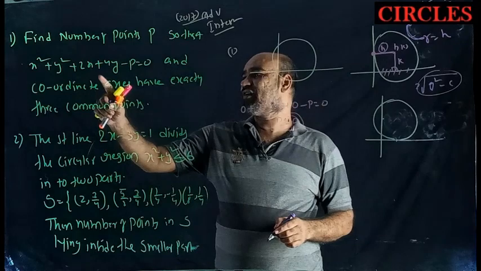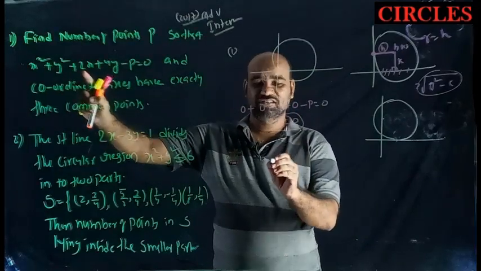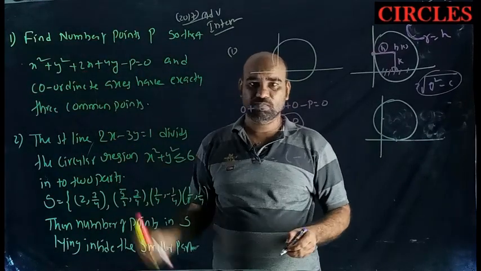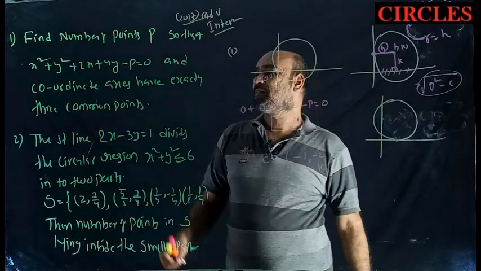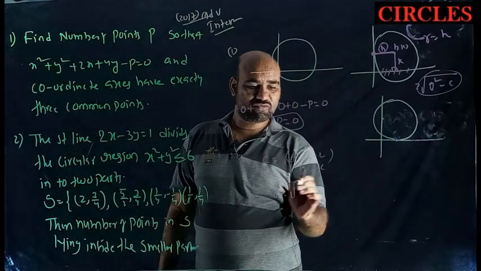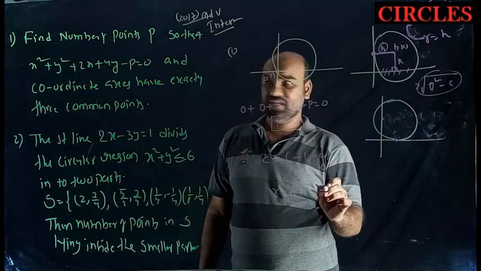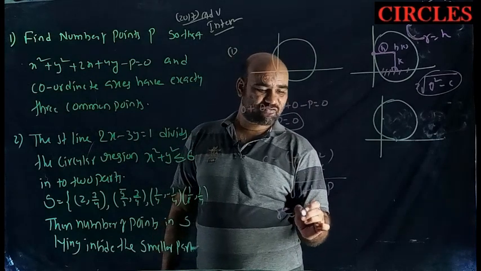First of all, I want to find the radius of the circle. The center is c equal to (-1, -2). So this is taken as h, this is taken as k in my diagram. So the radius is nothing but root over g square, 1, plus f square, 4, minus c, that is minus p. So r square is nothing but 5 plus p.